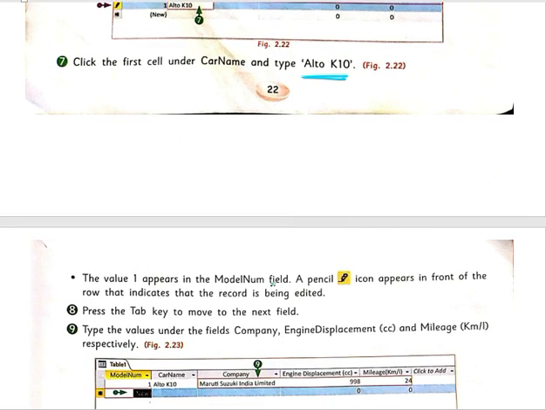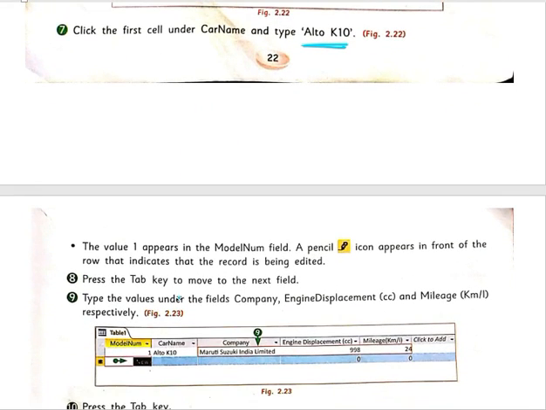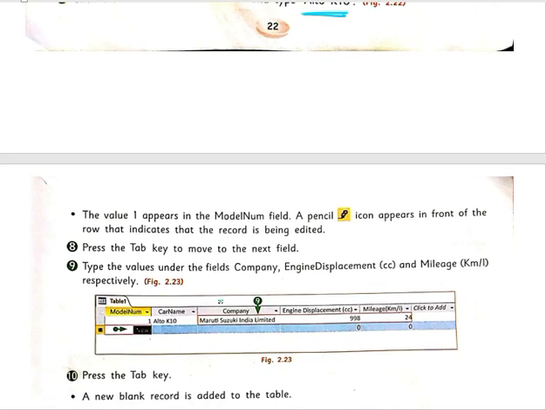The value 1 appears in the model num field. A pencil icon appears in front of the row that indicates that the record is being edited. Now press the Tab key to move to the next field. In the keyboard you can see a Tab key. If you press it, it will move to the next field, that is company. Alto K10 is manufactured by the company, suppose Maruti Suzuki India Limited. So there we can write Maruti Suzuki India Limited.